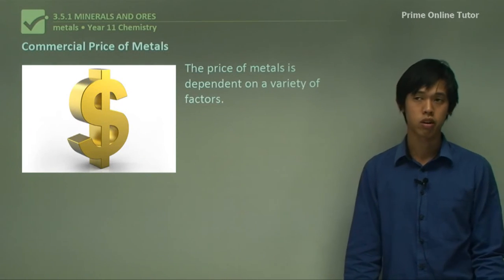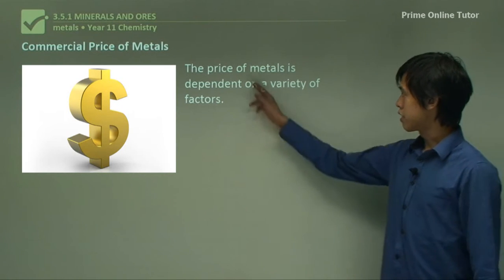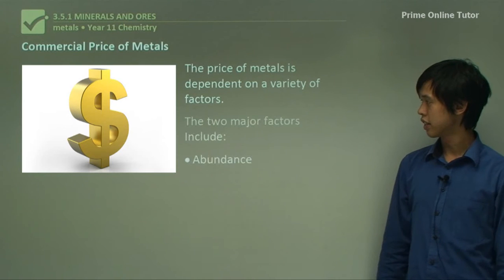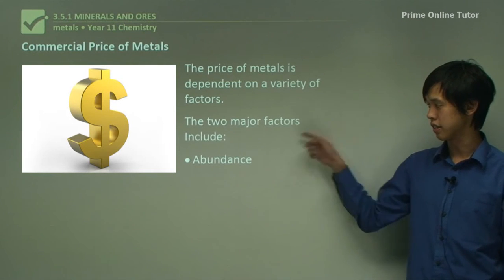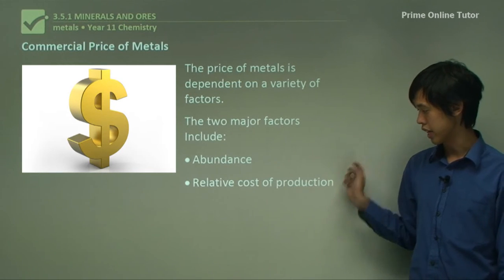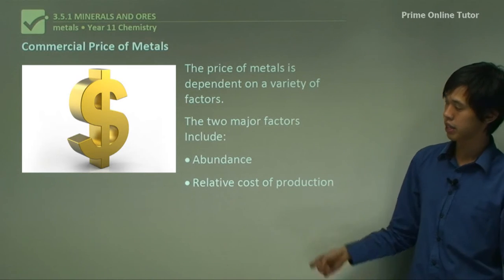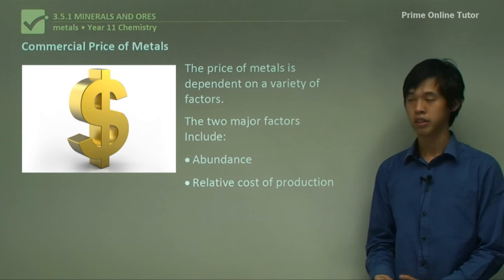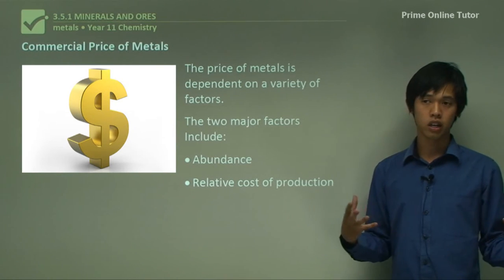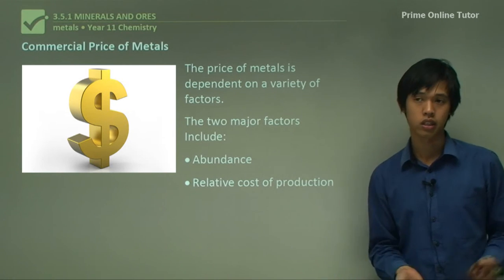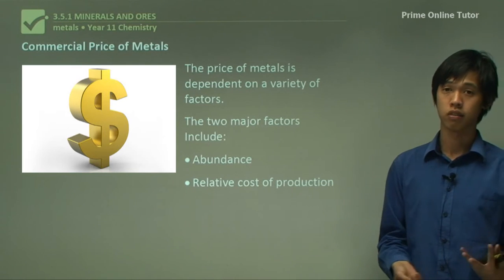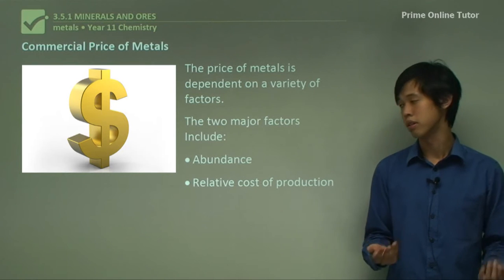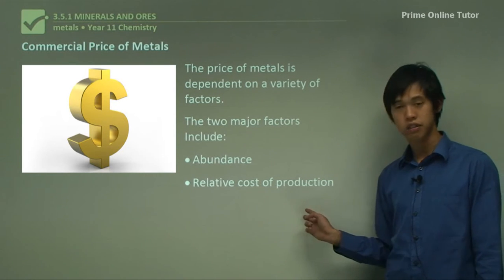So the commercial price of metals. The price of metal is dependent on a variety of factors, as we mentioned in the previous slide, but the two major factors include abundance and the relative cost of production. The abundance is related to the demand. If you have a lot of a particular mineral, then you tend to sell it for less if the demand is very low. But if the demand is very high and you have a lot, then you can sell it for slightly more.